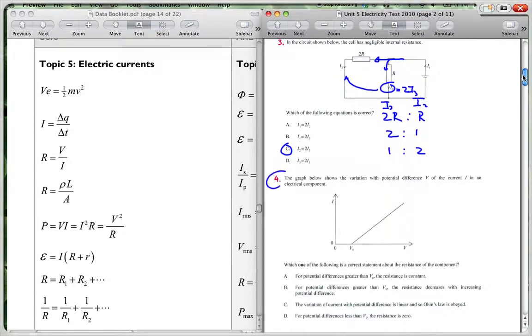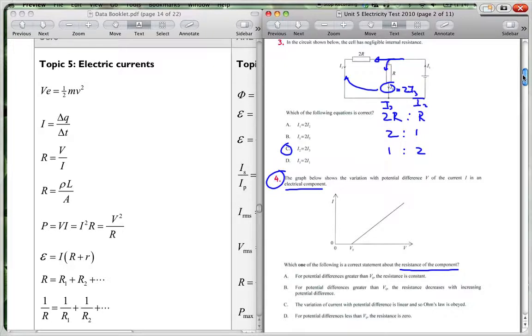Looking at question 4. The graph below shows the variation with potential difference V of the current I in an electrical component. Which of the following is a correct statement about the resistance of the component? Now, resistance is always the ratio of your V to your I. So we have that. Now, in looking through these, for potential difference greater than V0, the resistance is constant. Now, that actually wouldn't be correct.